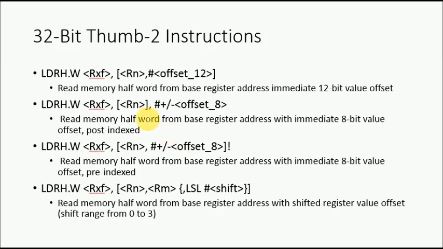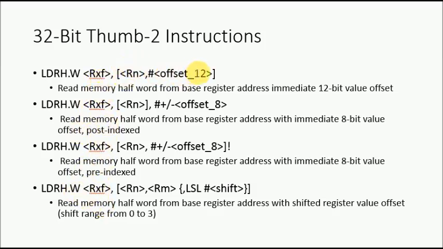LDRH.W Rxf comma Rn comma hash offset 12-bit. If you observe these instructions, they are going to transfer the half word, that is 16-bit data. You can see the register is specified here. So the data fetched from the memory will be stored into this register Rxf. Now the only change is the calculation of the physical address.